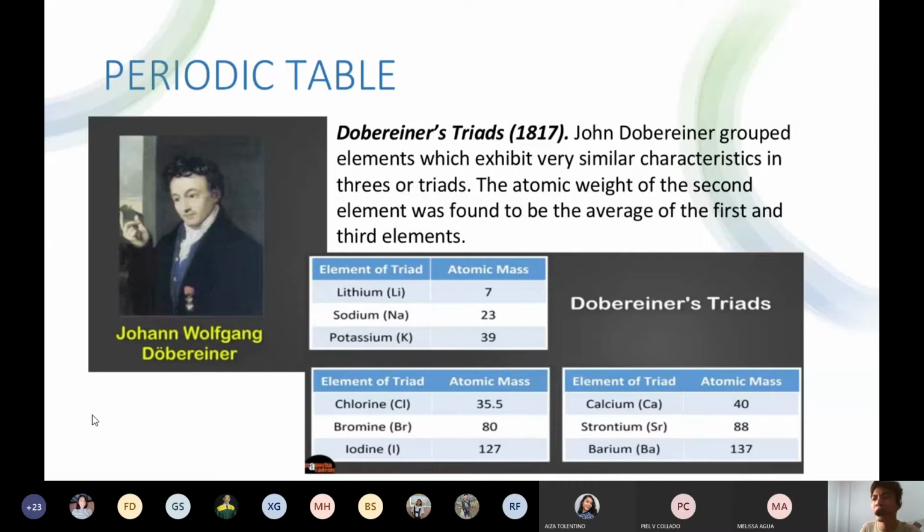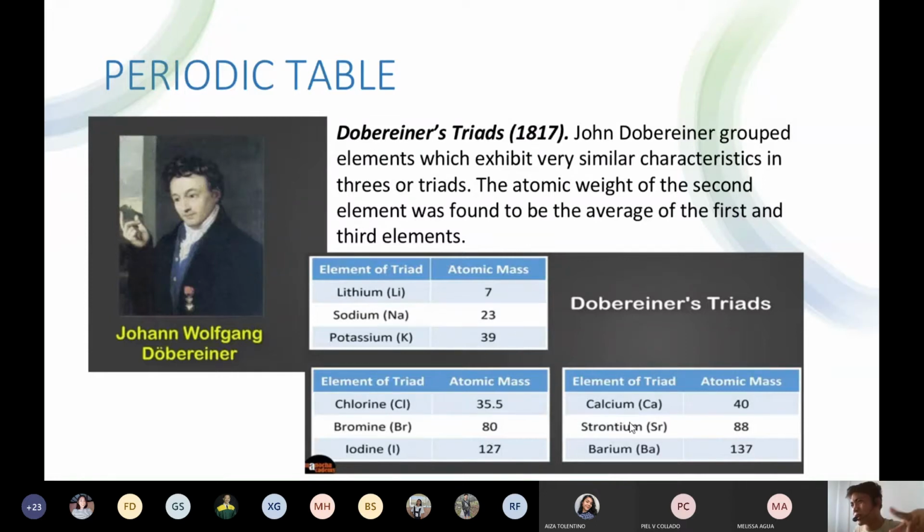So let's begin with Duberiner's triads. So beforehand, we only have few elements. Onti na yung elements, so you cannot create a full-blown periodic table that time. But Duberiner, ang ginawa niya, he arranged the elements that he have by that time based on their chemical properties, the similarities. For example, we have lithium, sodium, potassium. So ano yung mga similar with them? When you mix them into water, they explode, no? So yan, isa daw sila ng properties.